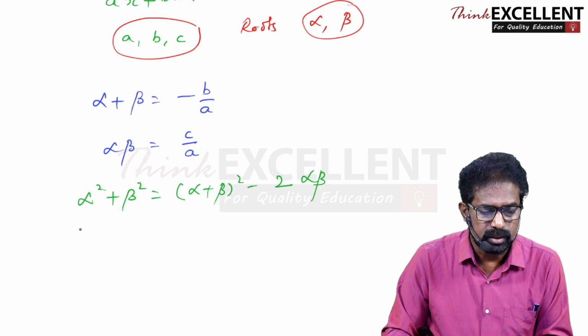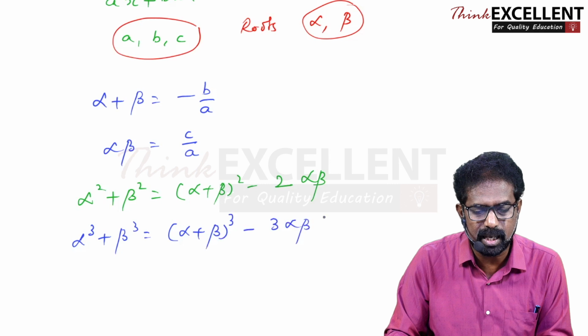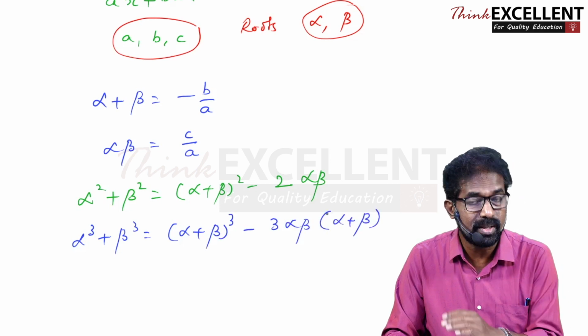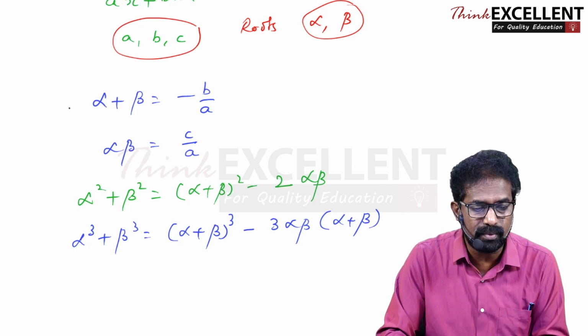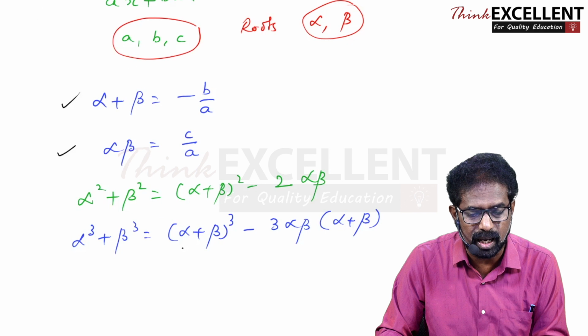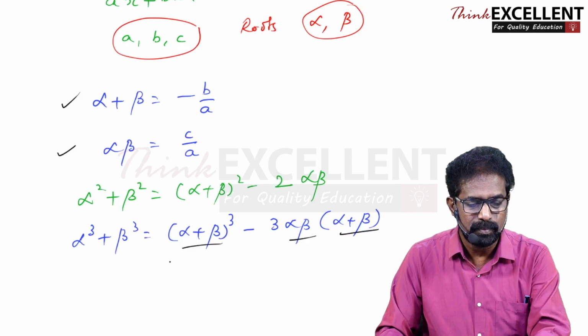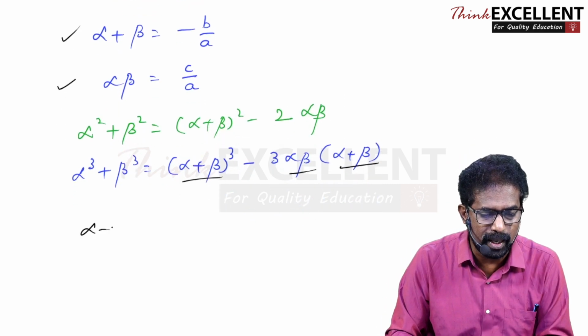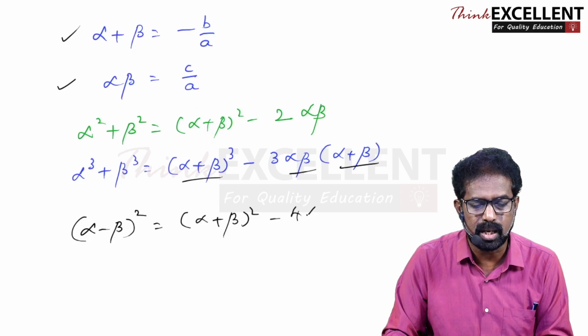Then the next formula you have to study, alpha cube plus beta cube. Alpha cube plus beta cube is alpha plus beta the whole cube minus 3 alpha beta into alpha plus beta. There are different formulas, but here use this one, because we know the value of alpha plus beta and alpha beta. Then the next, alpha minus beta the whole square equals alpha plus beta the whole square minus 4 alpha beta.